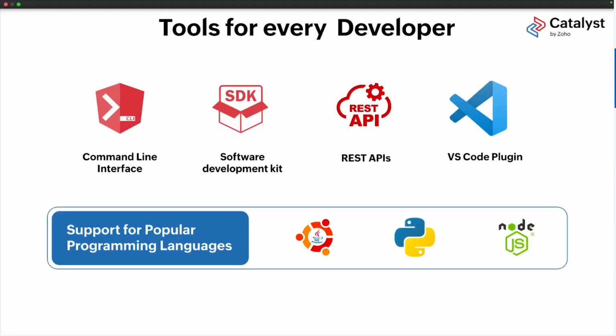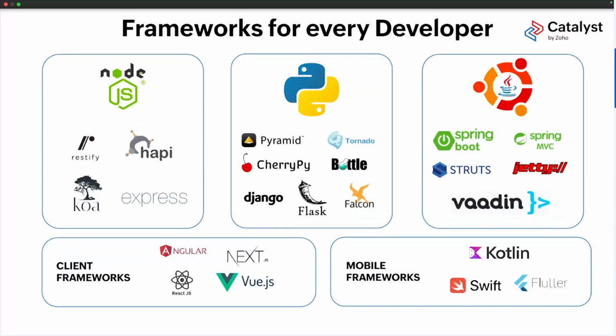Catalyst has a wide variety of tools like a command line interface, SDKs, and extensions that make lives of developers like you easier. And it also supports most of the popular programming languages like Node.js, Python, and Java. And when it comes specifically to programming languages, Catalyst allows you to leverage most of the app development frameworks associated with these languages, be it on the front end or back end. So for Node, you can see we support Express, and for Python, we support Django. So most of the famous frameworks that you would associate with these languages, we have support for it.